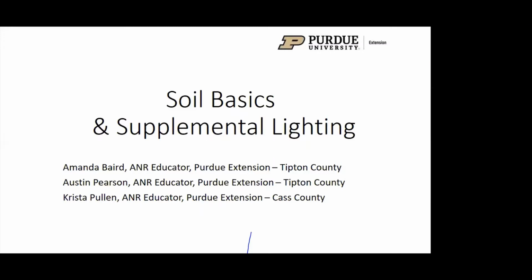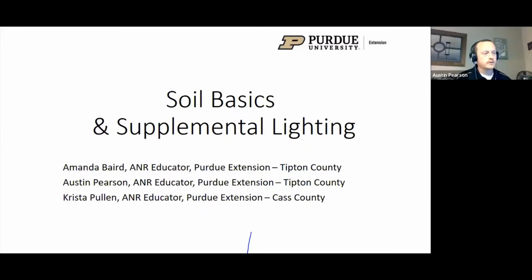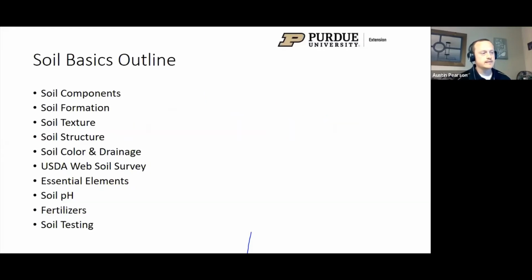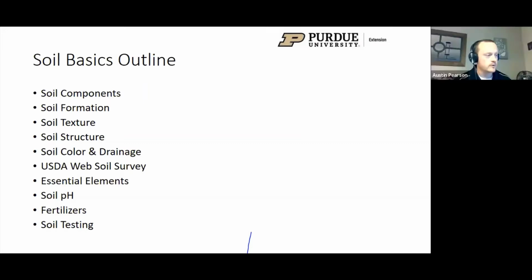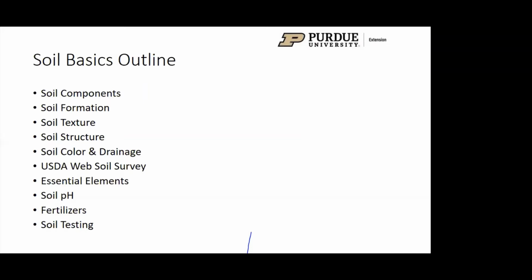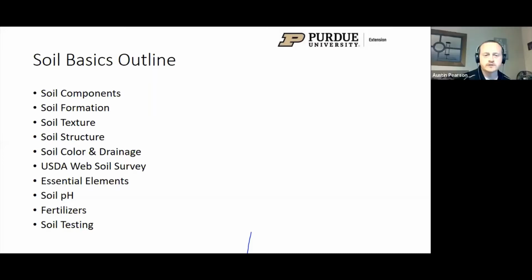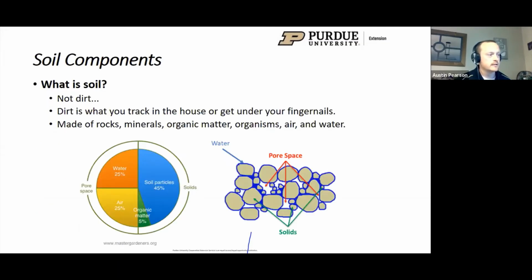But we're going to go ahead and start going through the PowerPoint here and talk to you a little bit about what comprises soil. So we'll go through soil components, soil formation, texture, structure, color, and drainage, and then Amanda is going to take over with the web soil survey and talk about some of the more chemical properties of soil and some of the things that we should be considering when we are planting our gardens. So we'll go ahead and jump into the next slide here.